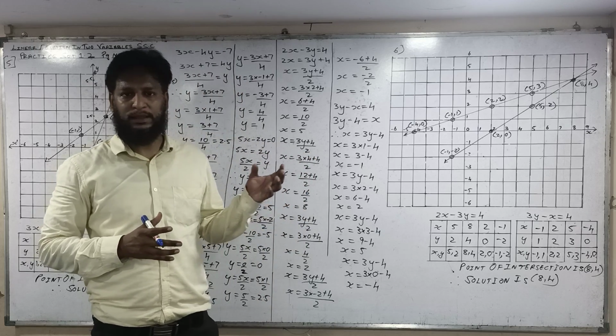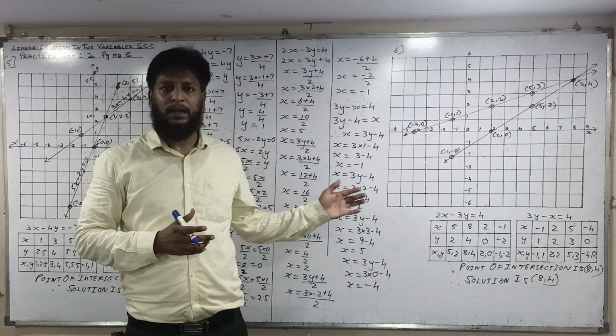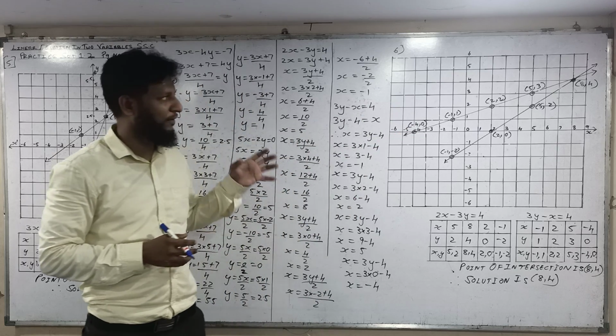There are 3 methods: first the simultaneous substitution method, second the graphical method, and third Cramer's rule. So we have done this.